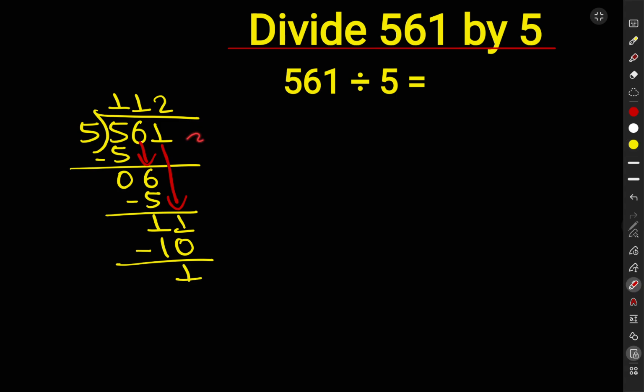So now we have no other number to put down. So we take a decimal here, so that we put 0. So it is 10 and 5 times 2 is 10. On subtracting we get 0. So 561 divided by 5 is 112 decimal 2.